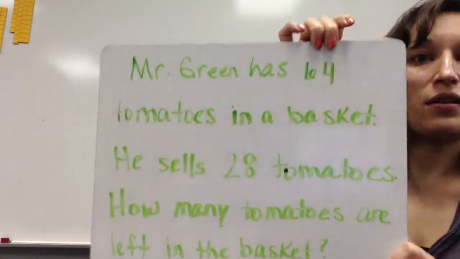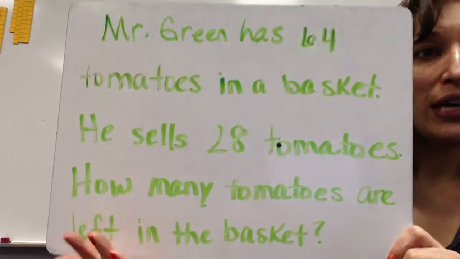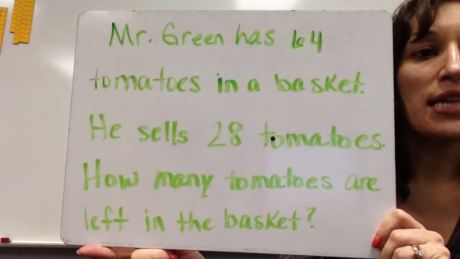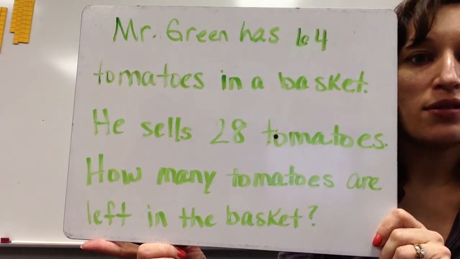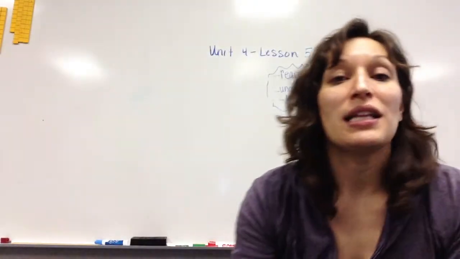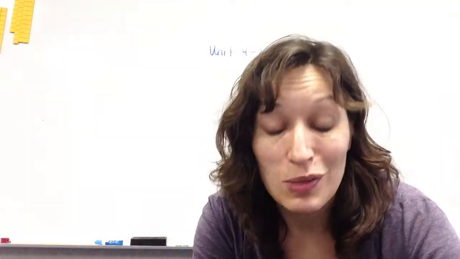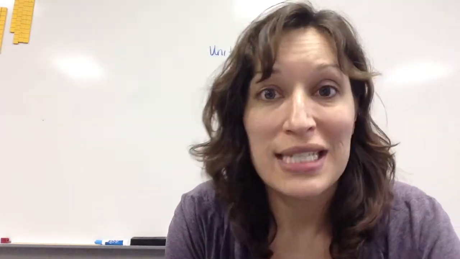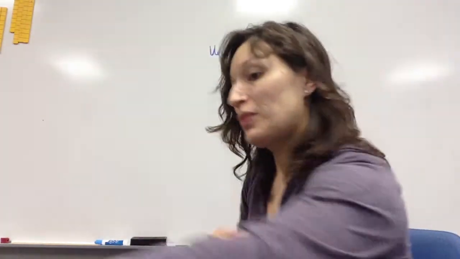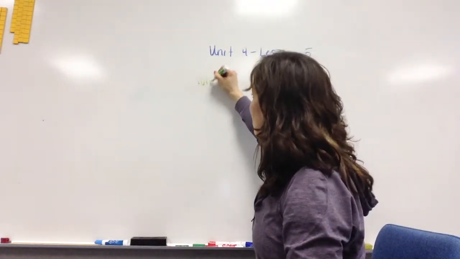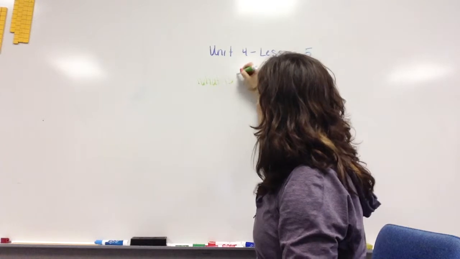Let's take a peek. Okay, Mr. Green has 64 tomatoes in a basket. He sells 28 tomatoes. How many tomatoes are left in the basket? Okay, let's talk for just a quick second, because it's been a while since we've done word problems, about some of our word problem attack strategies. When we're doing a word problem, the first thing you want to ask yourself is, what is happening?